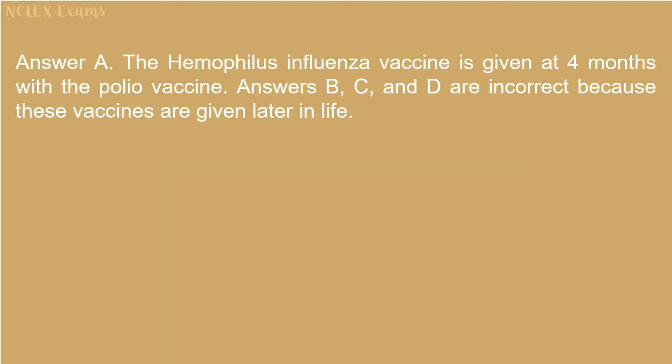Answer A. The Haemophilus influenzae vaccine is given at 4 months with the polio vaccine. Answers B, C, and D are incorrect because these vaccines are given later in life.